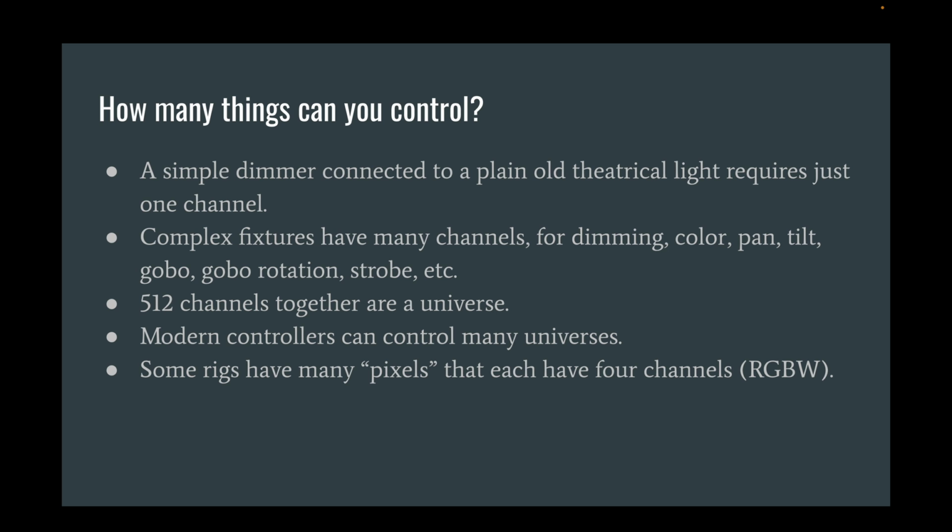Some rigs also have pixels that each have 4 channels, red, green, blue, and white. There are sometimes light fixtures themselves, like a bar or a square that has different pixels in it, and each one of those little dots is controllable over 4 channels for those different colors. Obviously, you mix the different colors to get different shades of whatever it is that you're looking for, and then the white is more of a pure white.